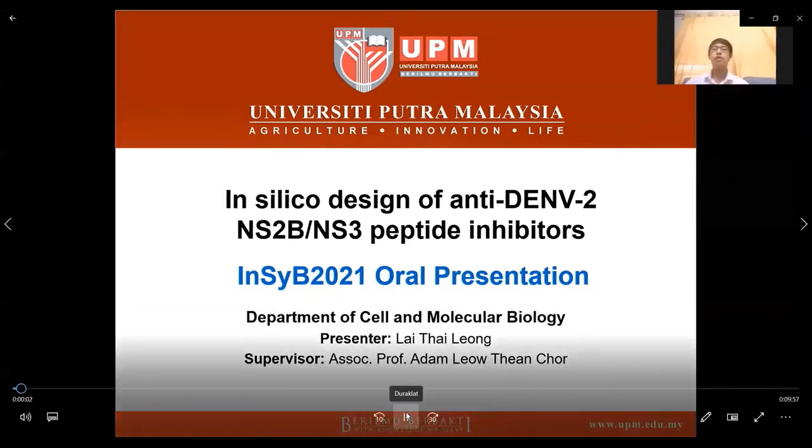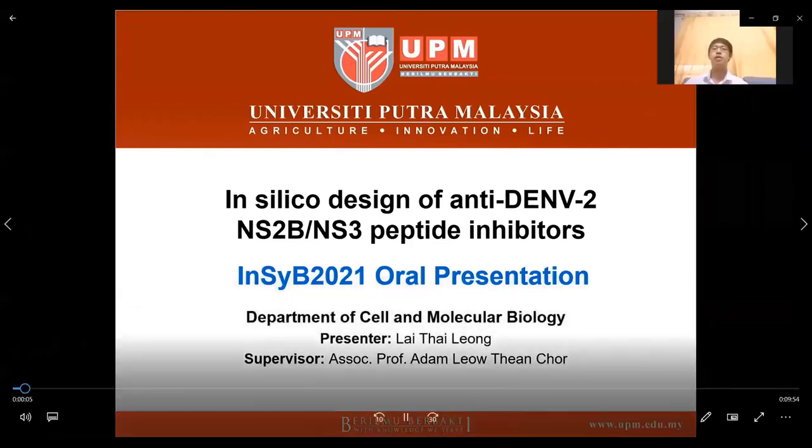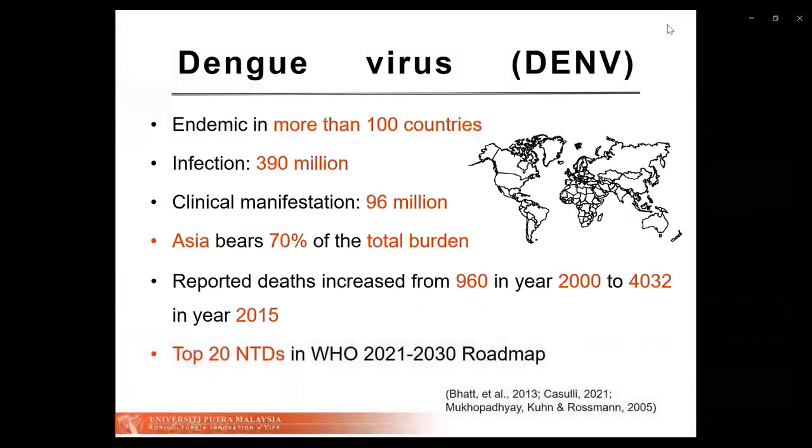A very good day to the judges and audience. Today, I'm going to present several designs of anti-dengue virus serotype 2 NS2B NS3 peptide inhibitors. So, why dengue? Geographically, dengue is the most widespread arboviral disease caused by dengue virus, with Aedes mosquitoes being the vector. This single-stranded positive-sense enveloped RNA virus is classified under the genus Flavivirus and family Flaviviridae.